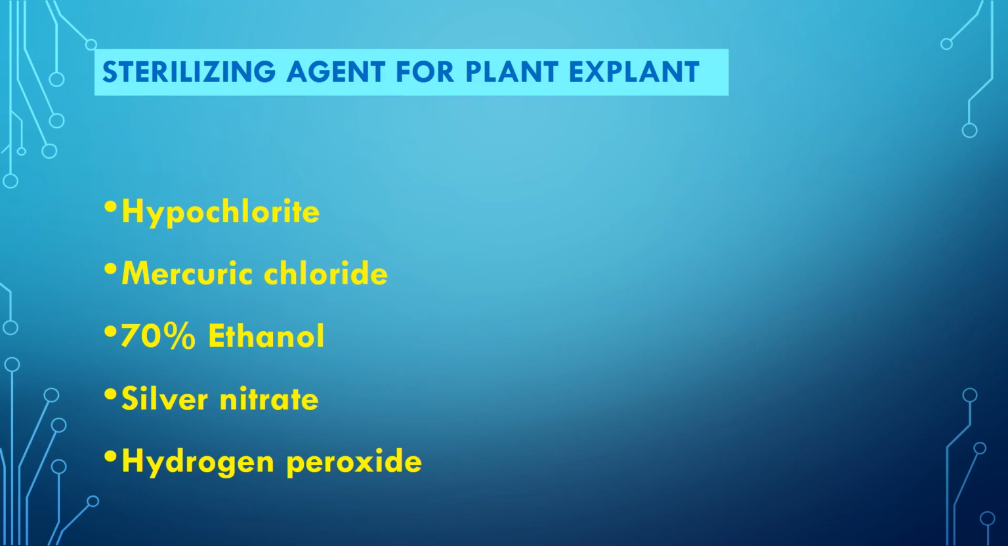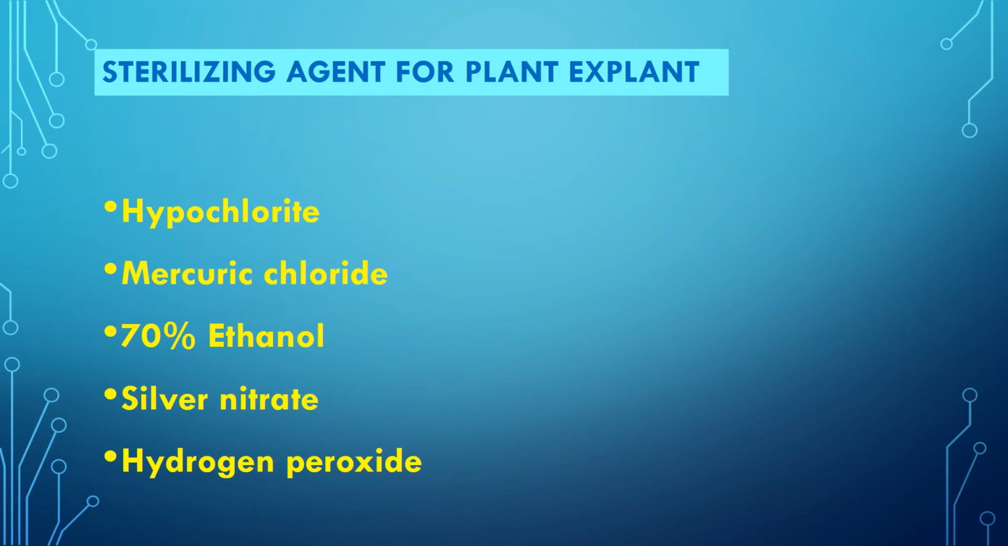The explant used for plant tissue culture is usually collected from the field or from the wild areas where the plants are exposed to environmental stress, waterborne microorganisms, airborne microorganisms and many plant pathogens. So this explant has to be immediately immersed into the sterilizing agent and thoroughly washed out.